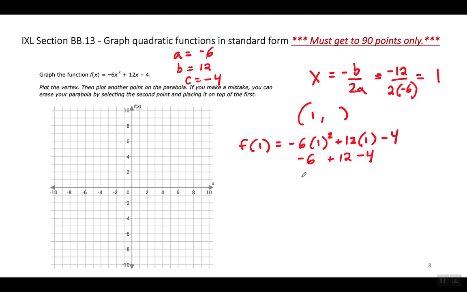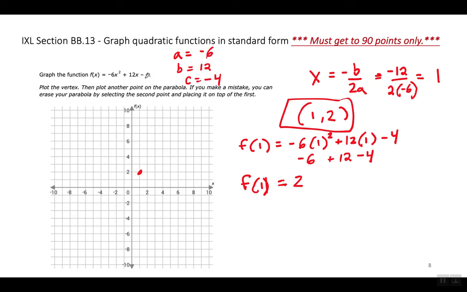Positive 6 minus 4 is 2. So f of 1 equals positive 2. So there you have your vertex. The vertex is located at (1, 2). Okay, now does the parabola open up or down? Since a is a negative number, the parabola is going to open down.